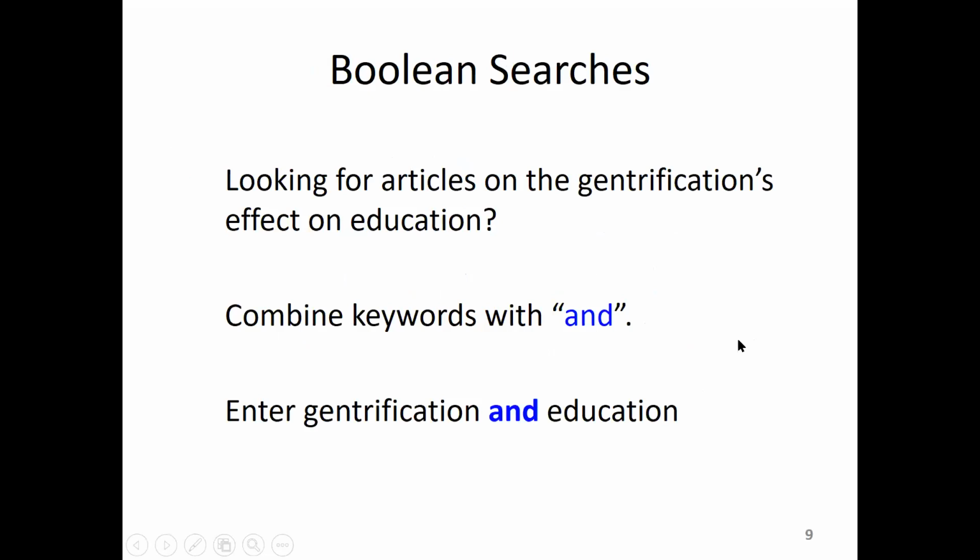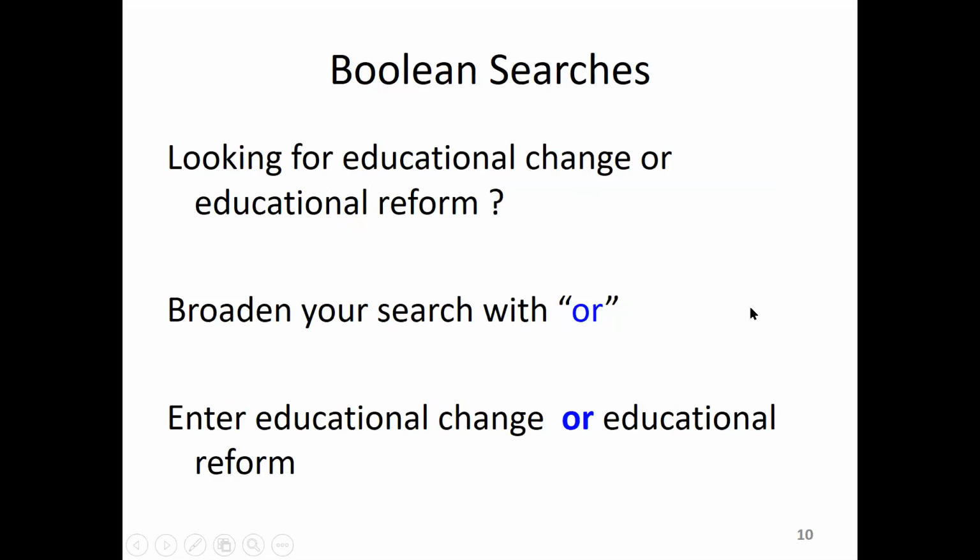If you were looking for, say, articles on gentrification's effect on education, you'd combine keywords with and. If you put in gentrification and education, you'd be telling the computer to look for both of these terms, gentrification and education. They don't necessarily have to be together, but just in the article.